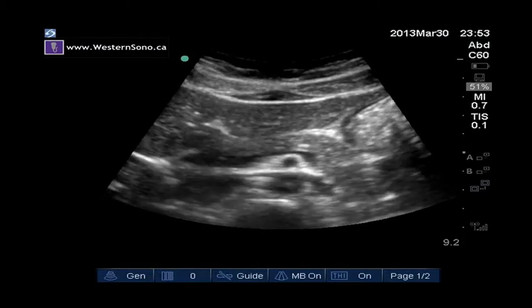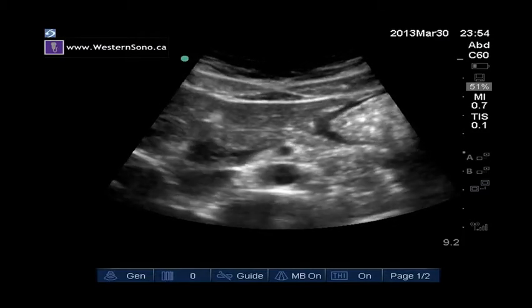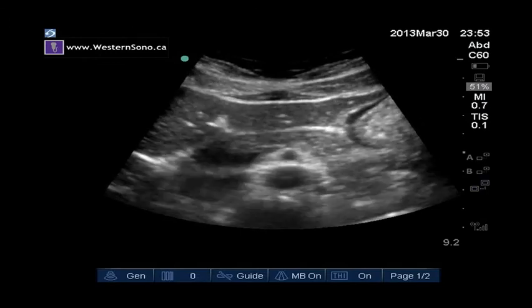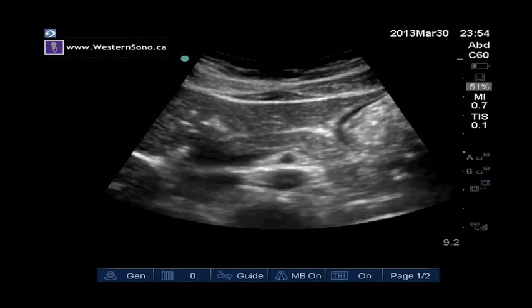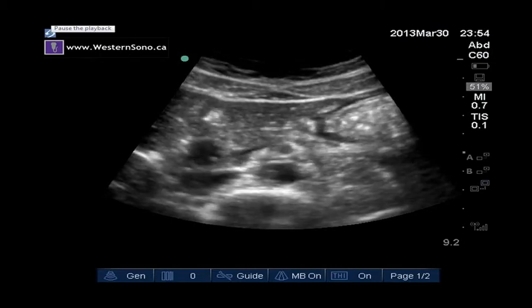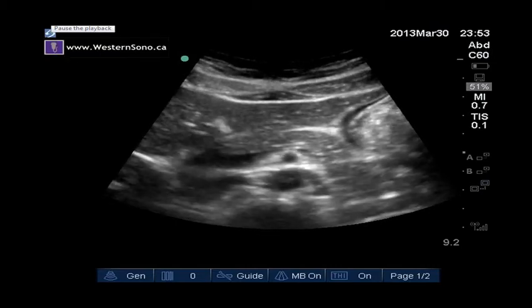As you become more familiar with generating these images, it will become apparent that it can be difficult to differentiate the aorta from the IVC. As we can see on the screen, both vessels are pulsatile, so this cannot be used as a distinguishing feature.